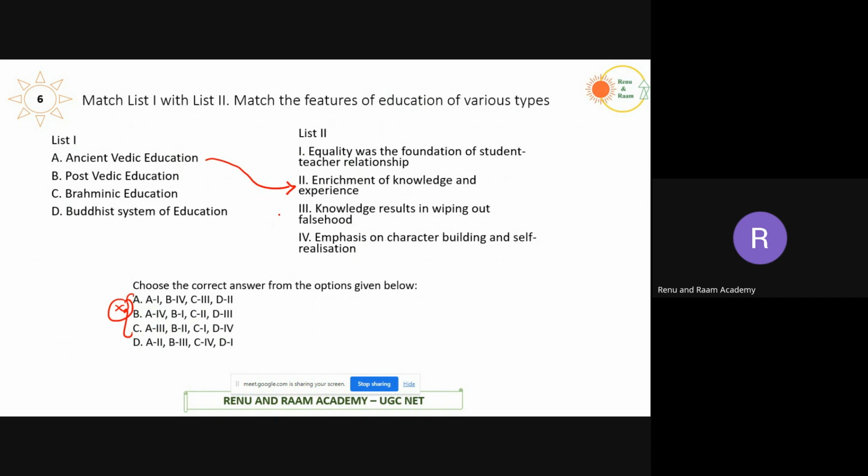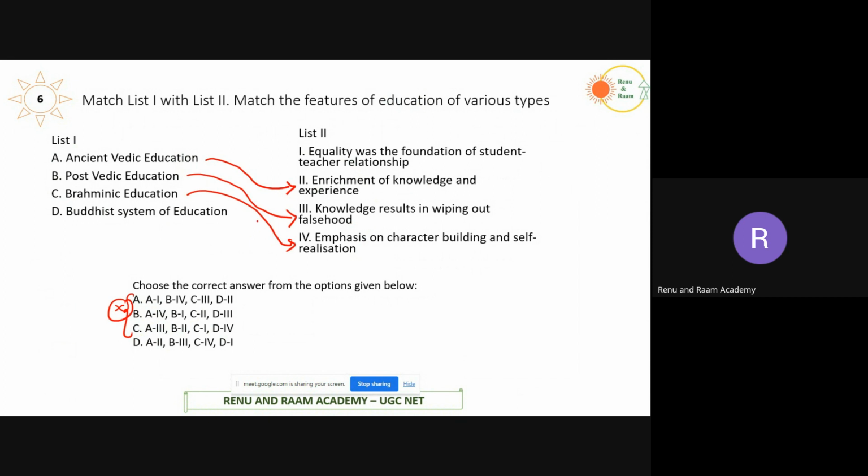Salvation can be attained through various activities, through rituals, or through karma marga or jnana marga. So the post-Vedic system is related to knowledge resulting in wiping out of falsehood. Coming to the next one, Brahmanical education. In the Brahmanical system of education, the main thing is to build a good character. You have to live a disciplined life and have a good character. So the answer here is C is 4.